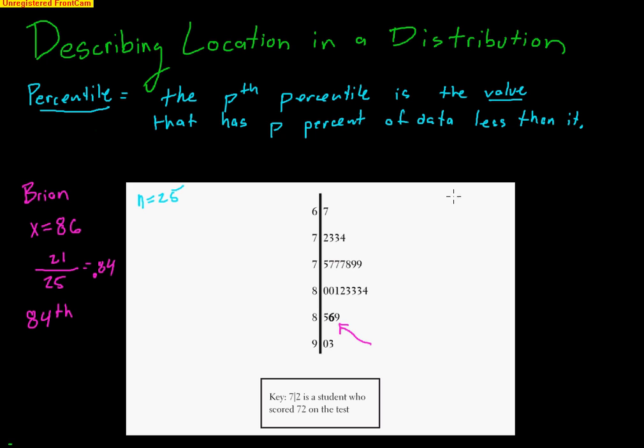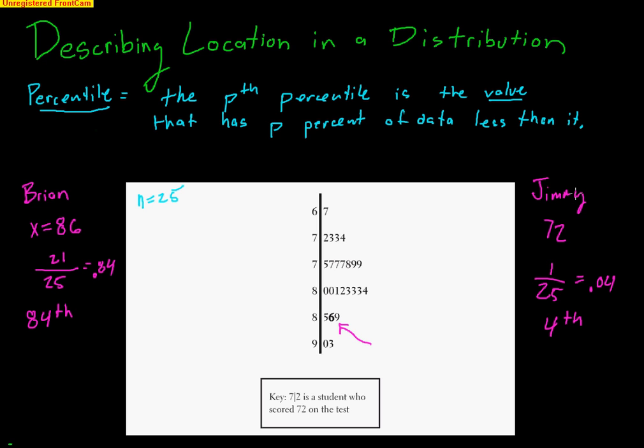So let's do one more to make sure you understand. Let's talk about Jimmy real quick. Jimmy got a 72. Jimmy didn't do too hot. So what is a 72? Well, how many scores were below a 72? If you look at the data, only one score was below a 72. So 1 out of 25 is 0.04. So Jimmy's at the 4th percentile. So 4% of kids scored lower than Jimmy.